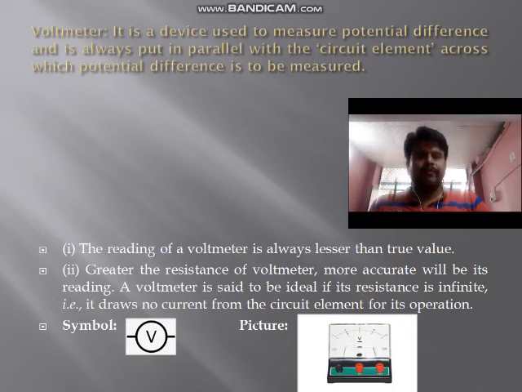The greater the resistance of the voltmeter, the more accurate will be its function. The voltmeter is said to be ideal if its resistance is infinite. The symbolic diagram and the picture of the voltmeter are shown.